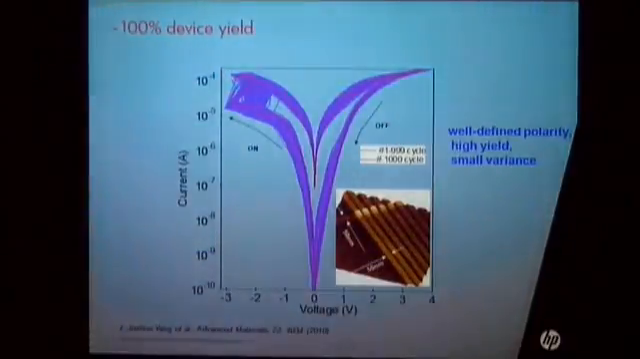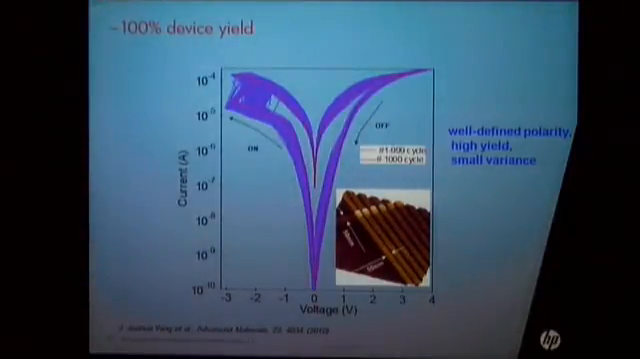And by using this approach, we fabricated devices showing almost 100% device yield and a very small variance from device to device, from switching cycle to switching cycle.